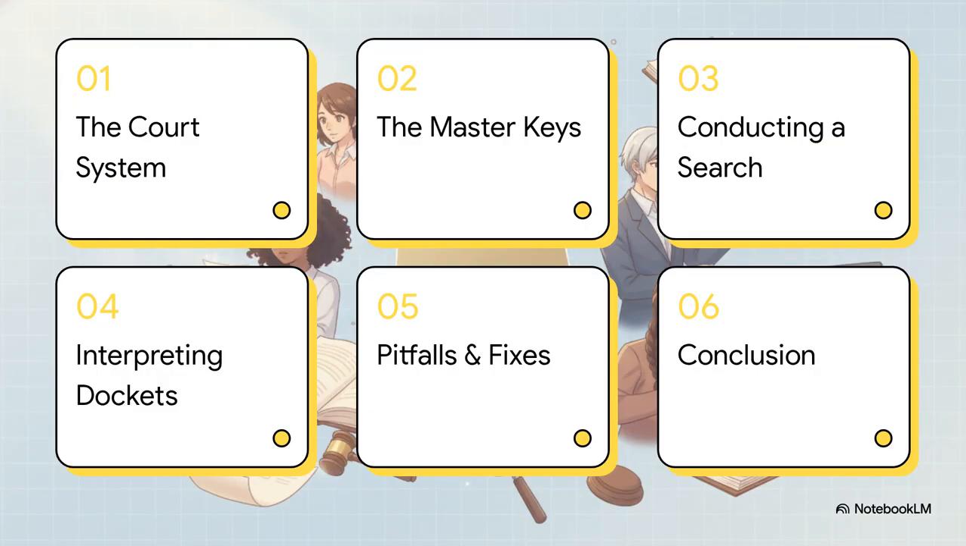Here's our quick roadmap for today's investigation. First, the court system. Then, the master keys. 3, conducting a search. 4, interpreting dockets. 5, pitfalls and troubleshooting. And finally, number 6, our conclusion.